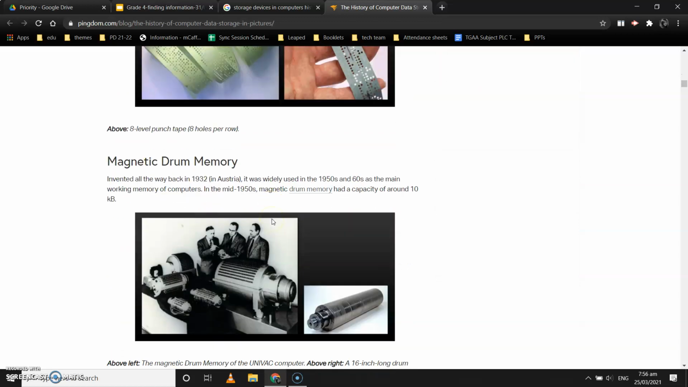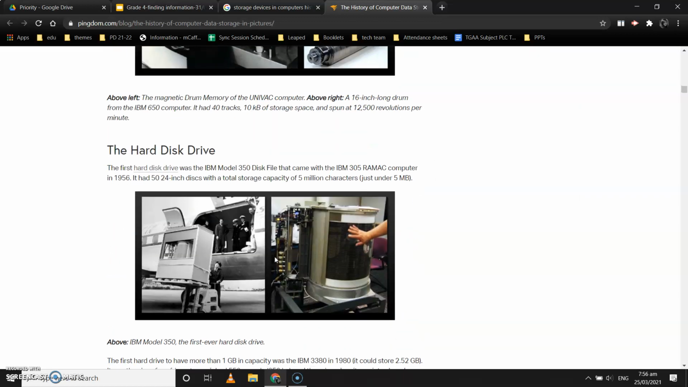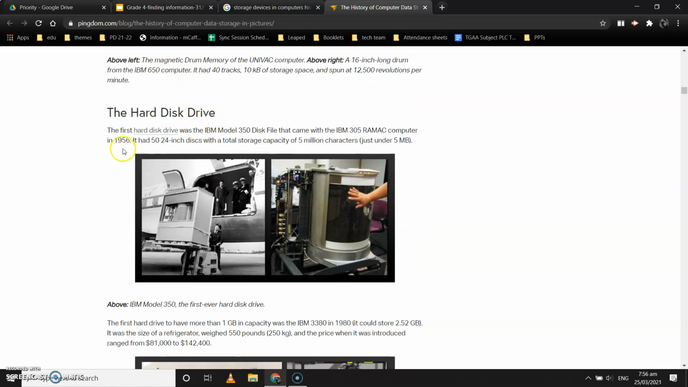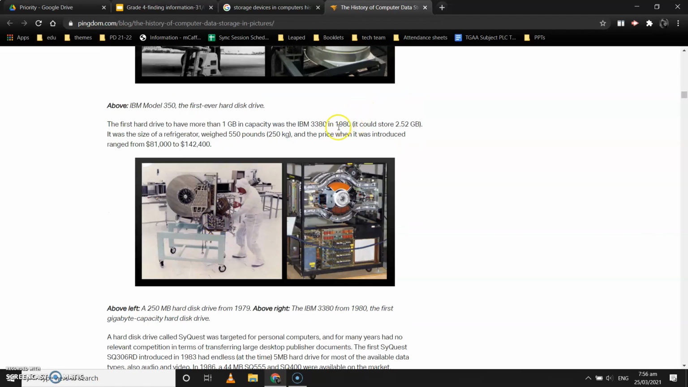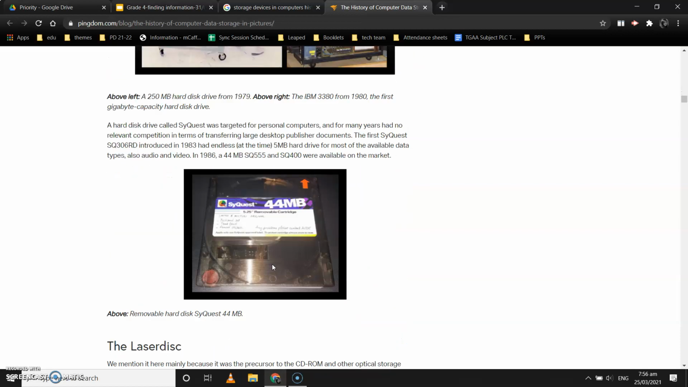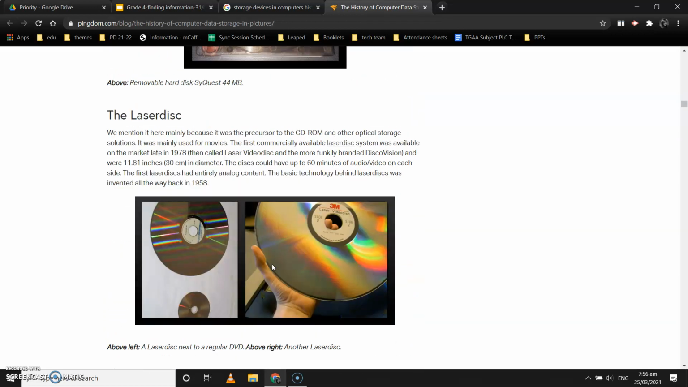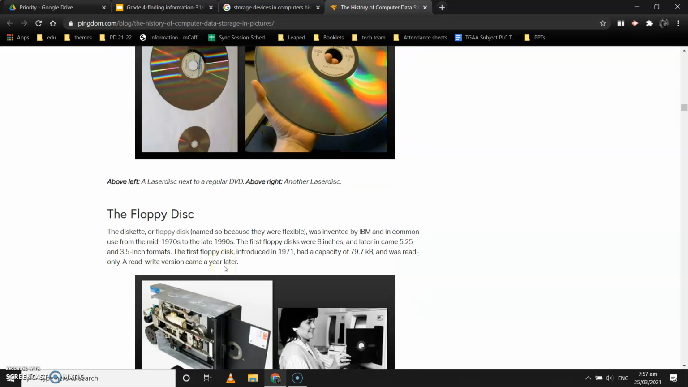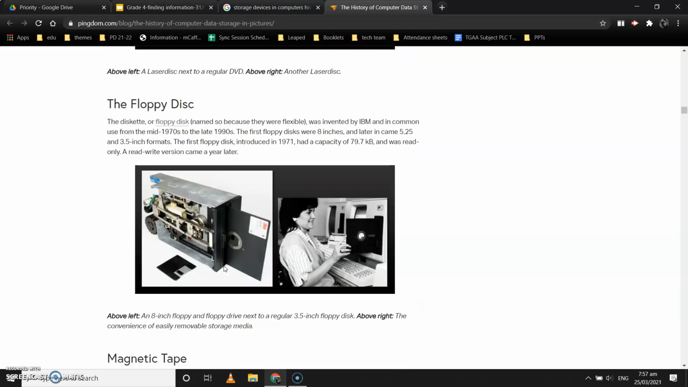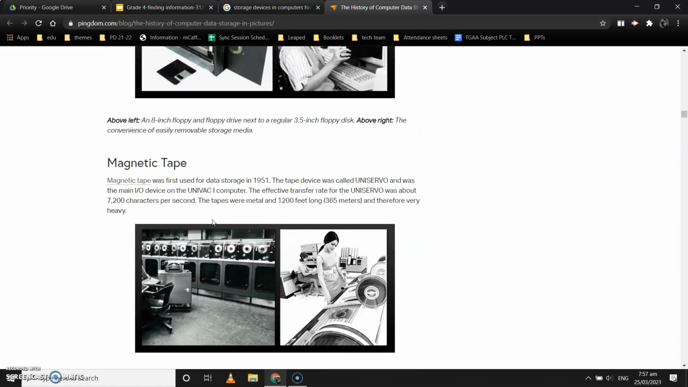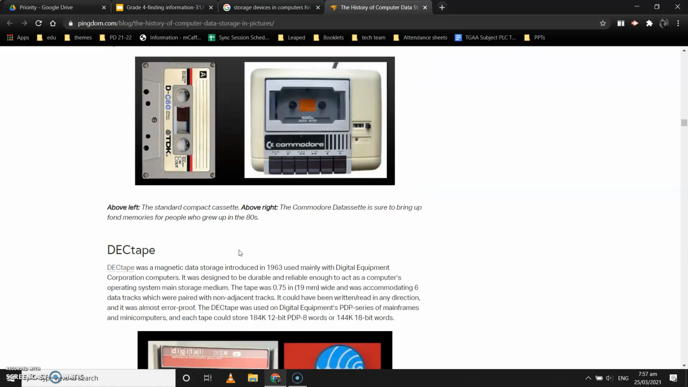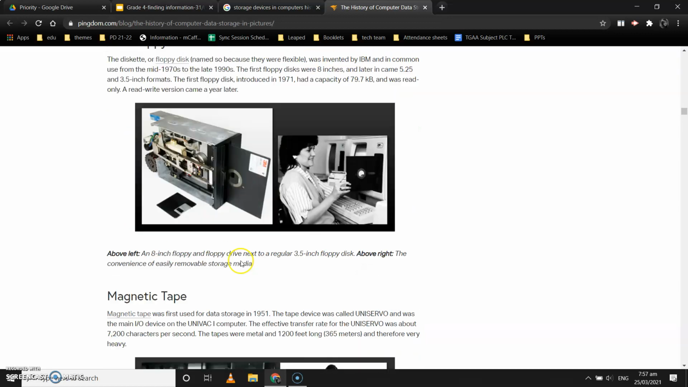See, there are punch tapes, magnetic drum memory, hard disk drive. So just pay attention to the year. See, this has come in 1980, so you can take this also, the hard disk drive. Then in 1978, laser disc also came, so you can take this for the 1970 to 1980 time period. 1990s, floppy disk came. There are so many different things you can take up from this website. You can also select a different website.